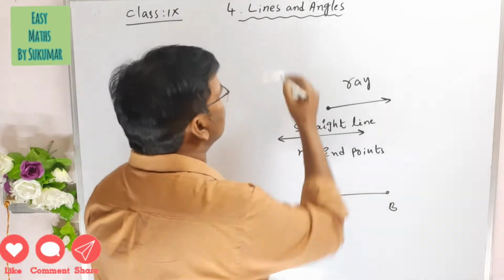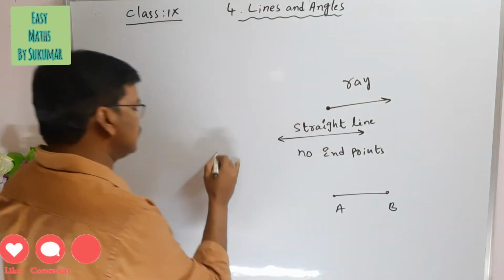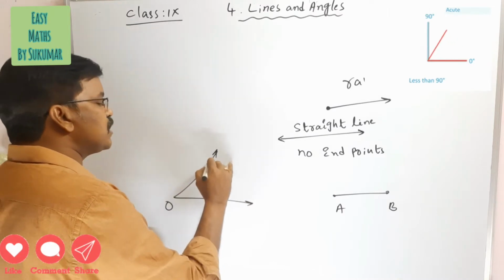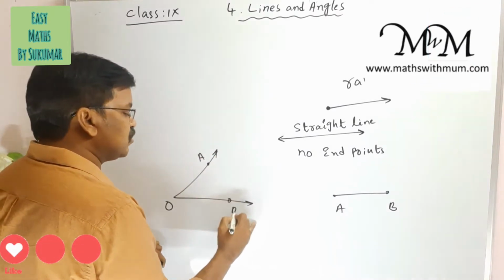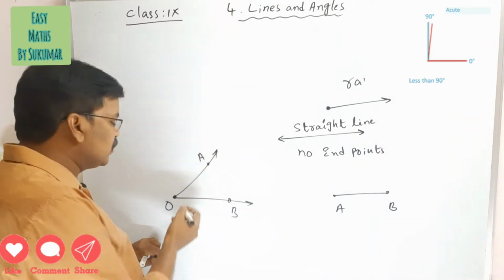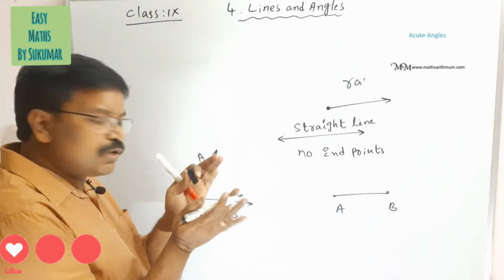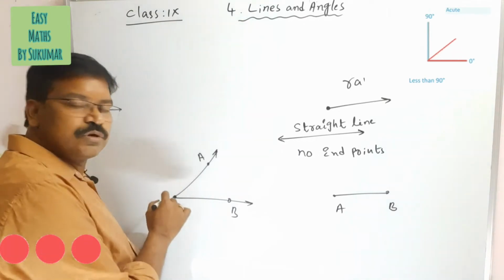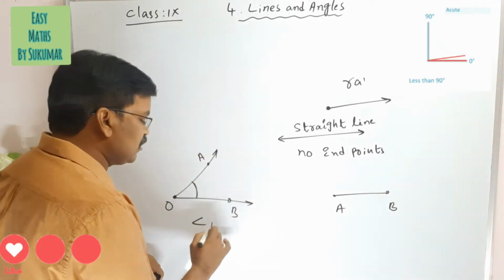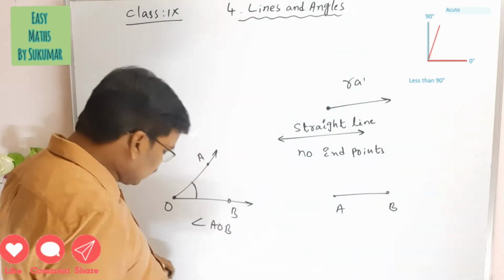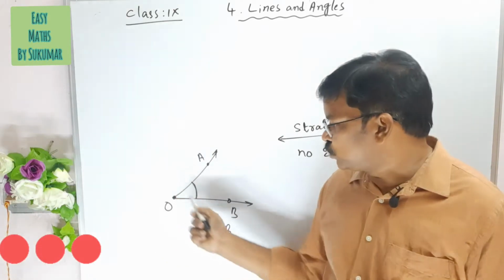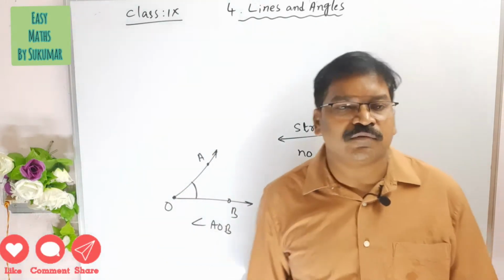What is an angle, my dear students? An angle is the union of two rays. OA is a ray and OB is another ray. OA and OB are two rays joined at the vertex O here. So this measure is called angle AOB. Generally, we can define an angle as the union of two rays with a common vertex.